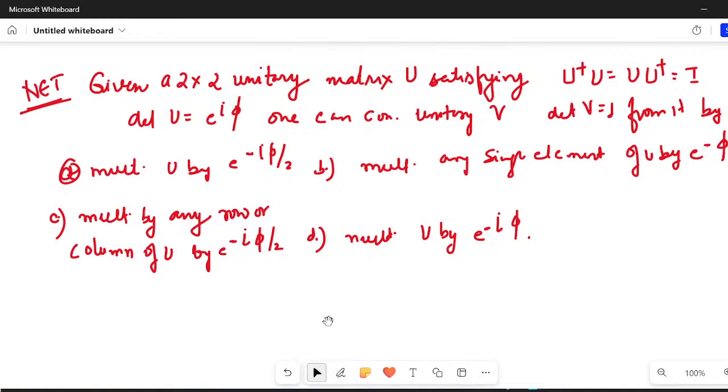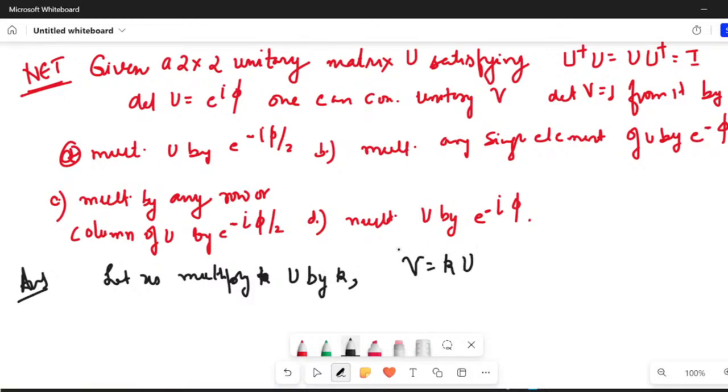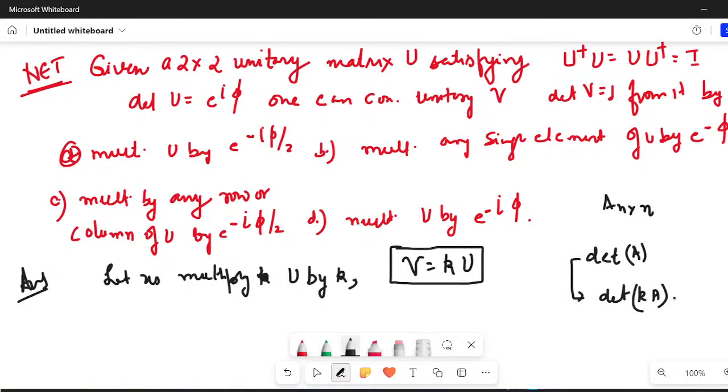So let us directly go to the answer, how to approach it. I would say let us multiply U by, let's say, k, such that V is equal to k times U. Also remember, I told you that if you have the determinant of A, and A is an n cross n matrix, then the determinant of kA would be k raised to the power n times determinant of A. Here we are supplied with a 2 cross 2 matrix.